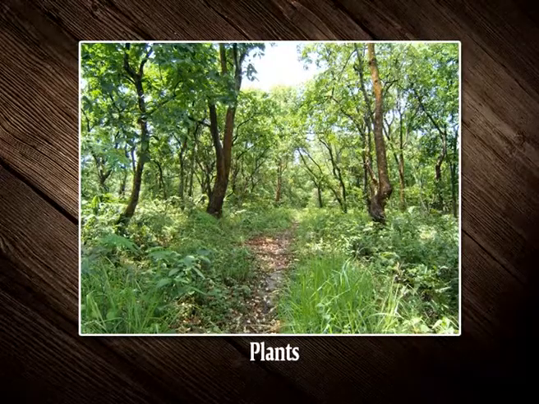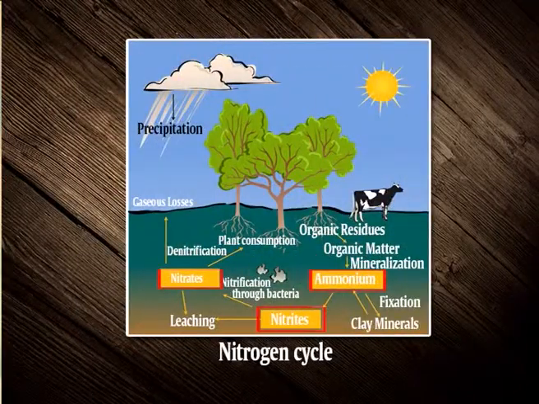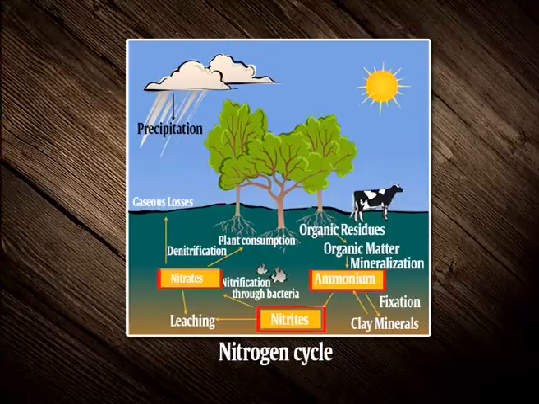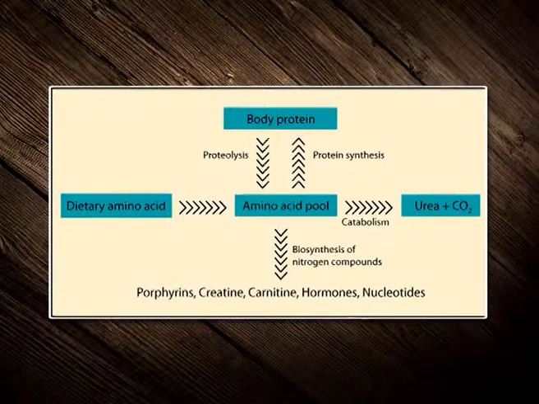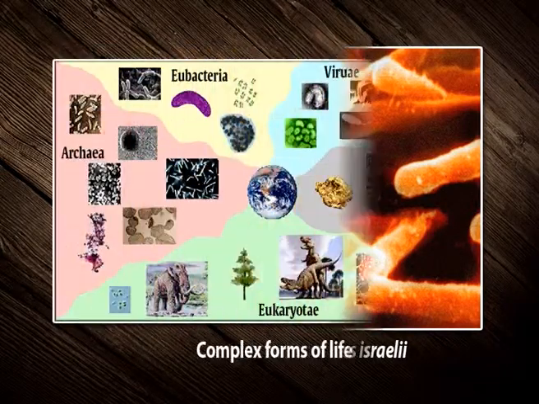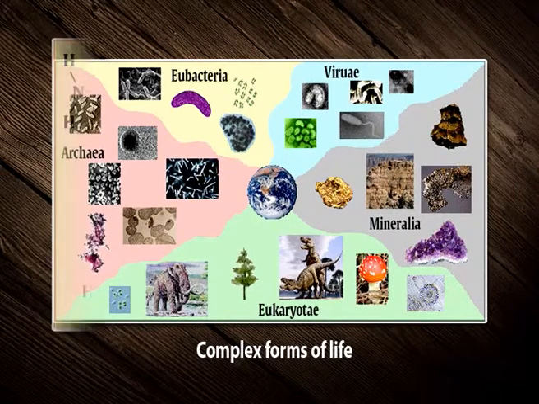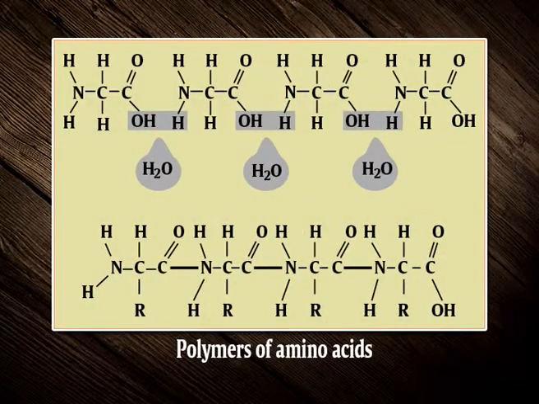While plants are able to utilize inorganic sources of nitrogen such as ammonia, nitrates and nitrites, man and other animals are for the most part dependent on a source of amino acids to build their body proteins. All proteins, whether from the most ancient line of bacteria or from the most complex forms of life, are polymers of amino acids, with each amino acid residue joined to its neighbor by a specific type of covalent bond.